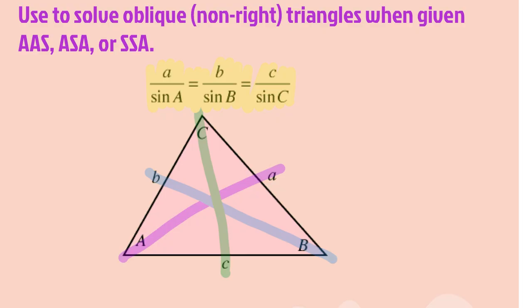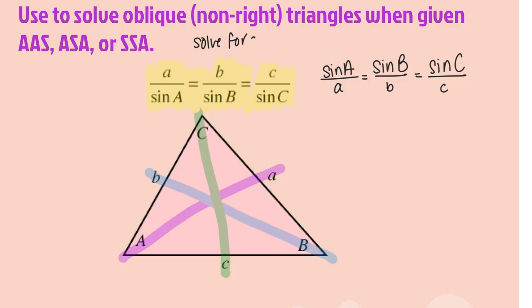Now, when I'm solving this, it depends on what I have to find. I can also write this rule as sine A over A, I could write it as sine B over B and sine angle C over C. And you're going to see that in the two examples that I'm going to use the formula flipped. Okay, so now it depends. If I'm solving for my sides, this is what I'm going to use. Solve for side. And this one is solve for angle.